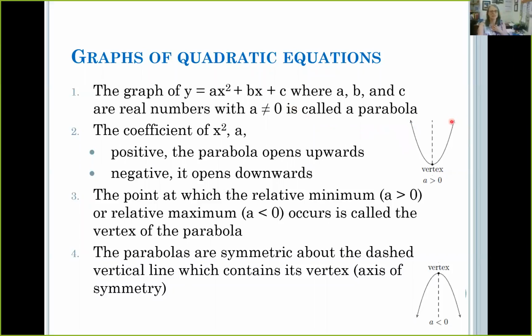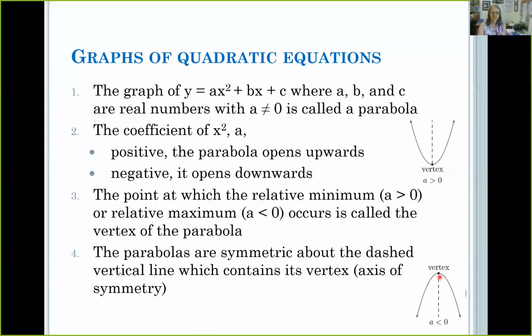It makes a parabola, yes? If a is positive, if our leading coefficient is positive, the parabola opens upwards, and our vertex is a minimum. If a is negative, if our leading coefficient is negative, then our parabola opens downward and our vertex is a maximum. Now, one thing we do want to talk about is the line of symmetry.